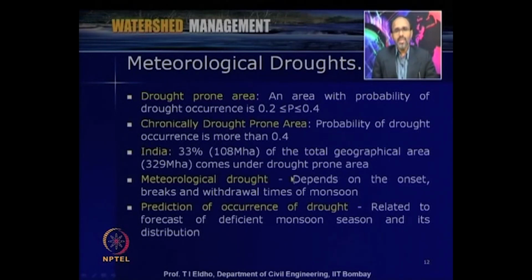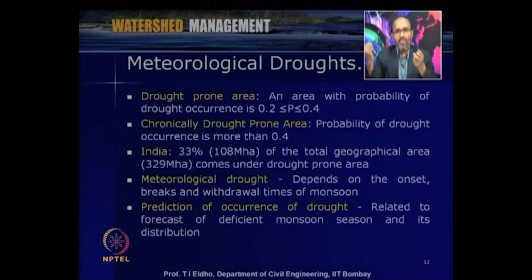Then this meteorological drought depends on the onset, breaks and withdrawal times of monsoon. For example, if we consider the monsoon condition in a country like India, it depends on what time the monsoon starts, the onset of monsoon, and whether the monsoon is continuously proceeding to the various locations of the country, or whether it breaks, or what time it will be withdrawing. Accordingly, we can say whether a meteorological drought takes place or not.